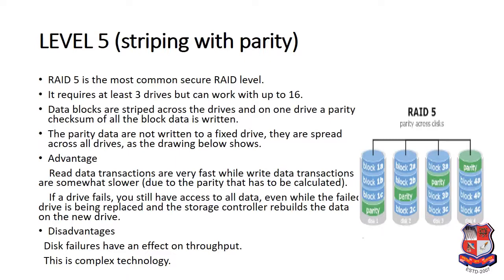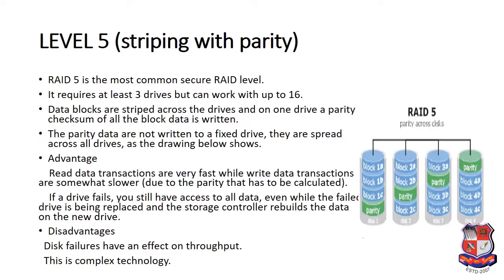Data blocks are striped across the drives and on one drive a parity checksum of all block data is written. The parity data are not written to a fixed drive, they are spread across all drives as the drawing below shows. Now the advantage of this kind of level is read data transactions are very fast while write data transactions are somewhat slower due to the parity that has to be calculated. You can see here the parity, each and every block has parity, so write operation may be slower.